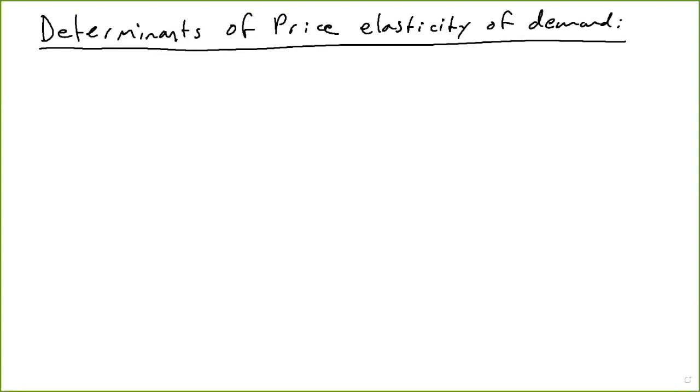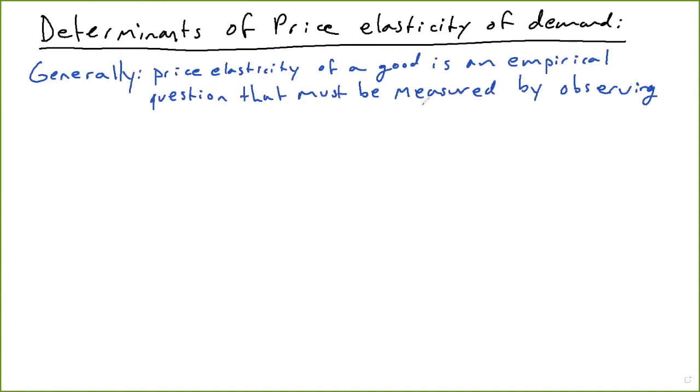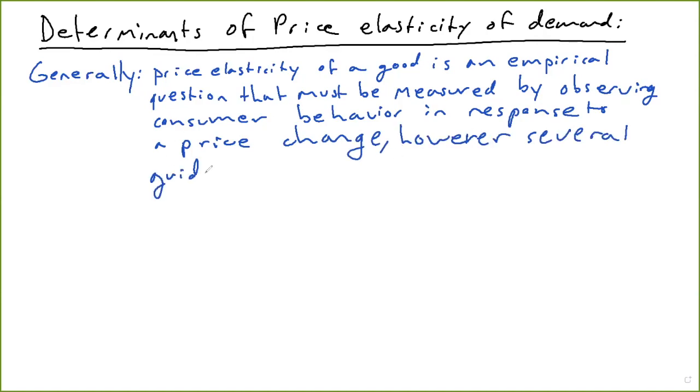So in this lecture, we want to investigate what are the determinants of price elasticity of demand and why are some goods more price elastic than others. And before we get into that, I'll say that generally the price elasticity of demand is an empirical question. So you actually have to measure it by looking at people's demand in response to price. But there are a few guiding principles that typically hold true.